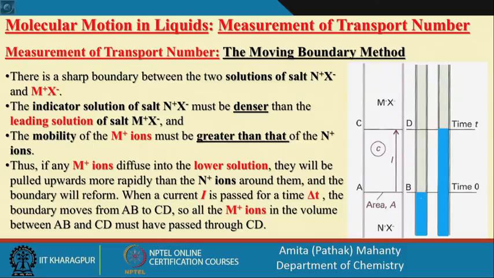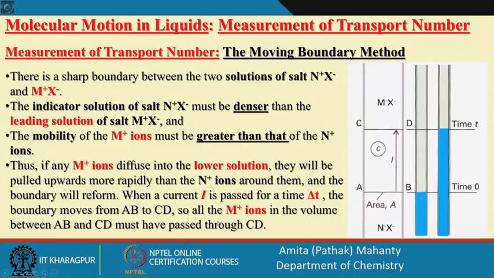Okay. If M ions diffuse into the lower solution, they can be pulled off very rapidly compared to the N ions around them, and reform the sharp boundary again. So, suppose I have a current I passing through the solution. This is the column which I have. If in time delta t, the boundary moves from AB to CD.